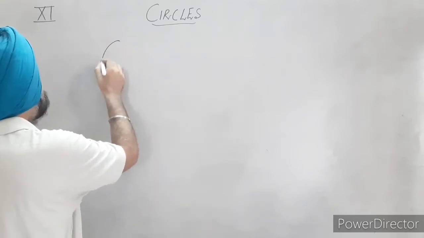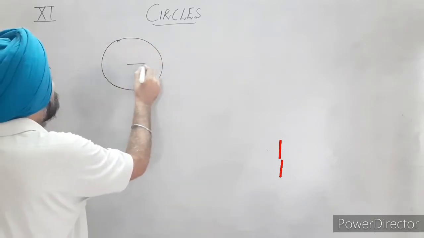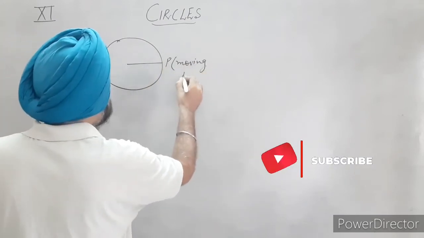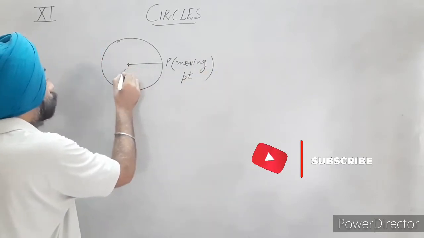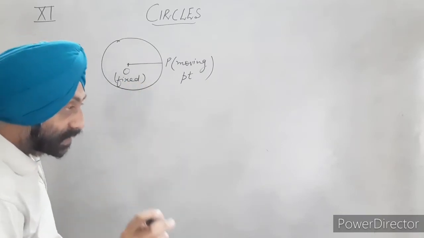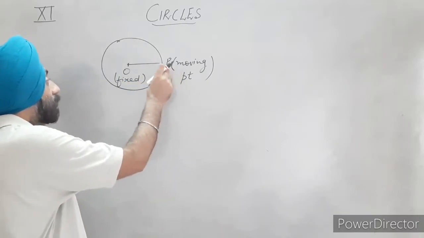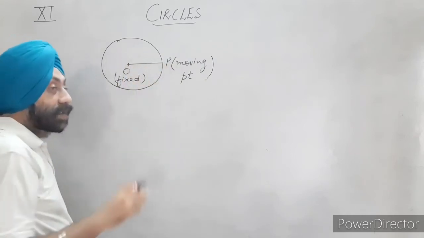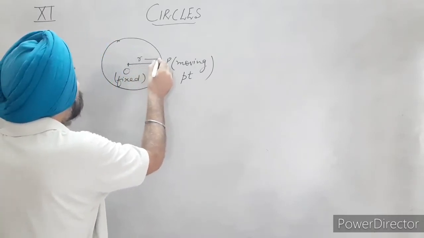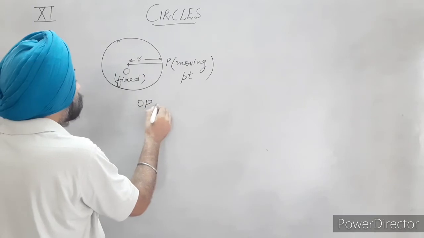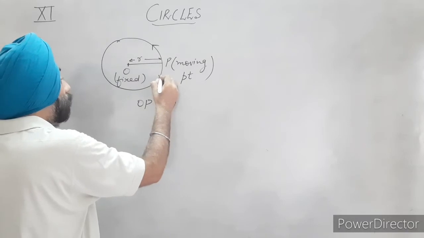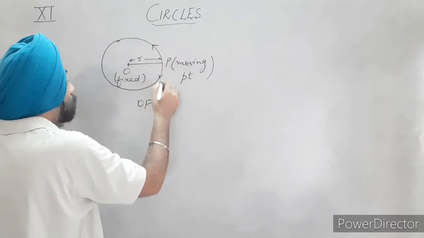Now the basic definition of this circle for a layman is, say I have a moving point P, and there is some fixed point O. This is a fixed point. Now the condition I apply on this moving point is that its distance from this fixed point always remains constant, right? That means my OP equals R always, whether this P moves in this direction or in clockwise or anti-clockwise direction.